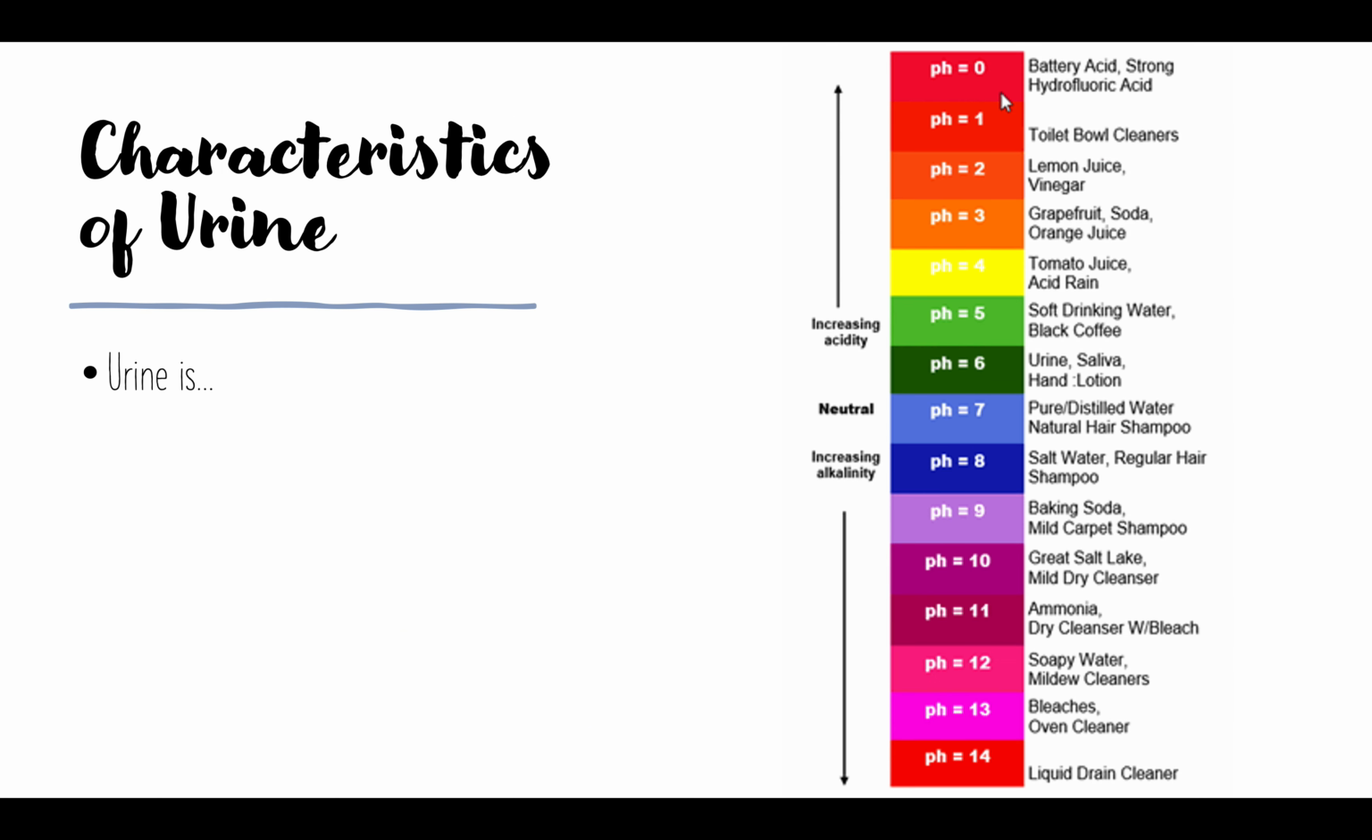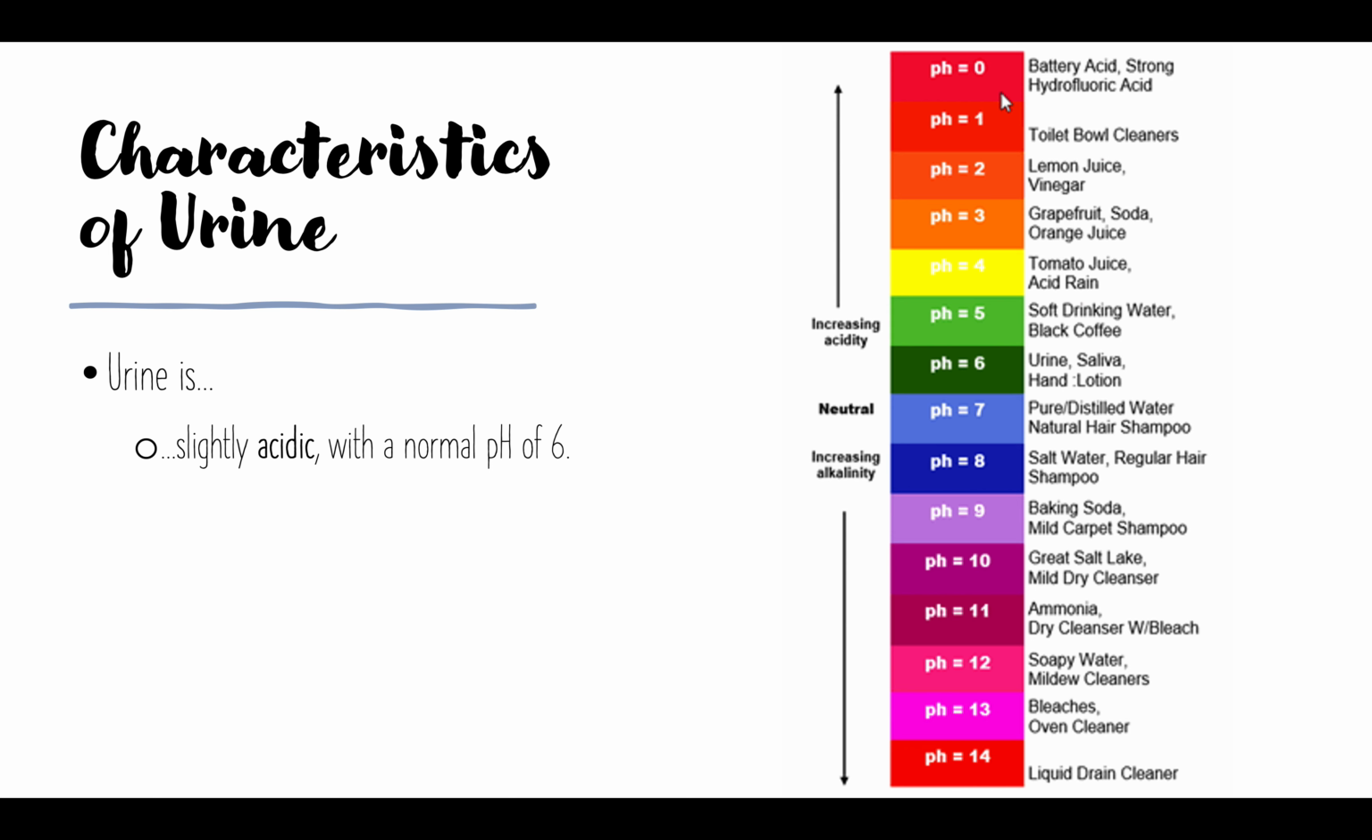A couple other things that you should know about urine is that it is slightly acidic. Now, when we say slightly acidic, remember neutral is a pH of 7, right? You can see that right here in the middle, pure distilled water. A pH of 6 is really close, so we're not talking super acidic. It's the same acidity as saliva or hand lotion. And even coffee, tomato juice, grapefruit juice, and all that type of stuff is significantly more acidic. So it's not super acidic, but it is slightly acidic due to the presence of hydrogen ions.